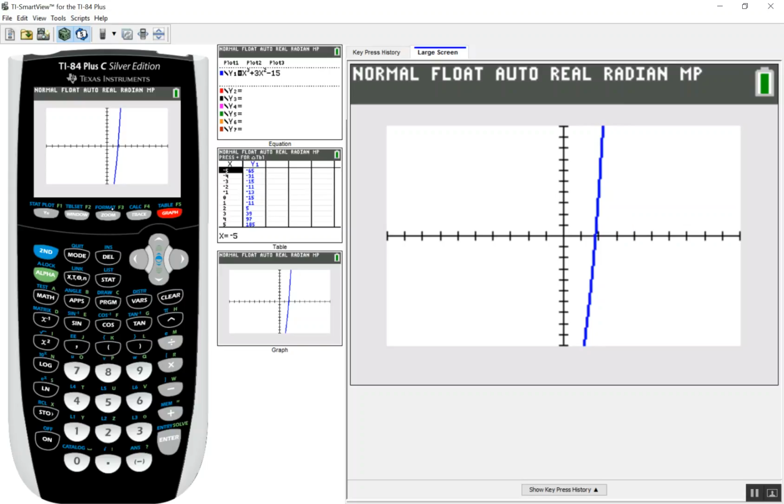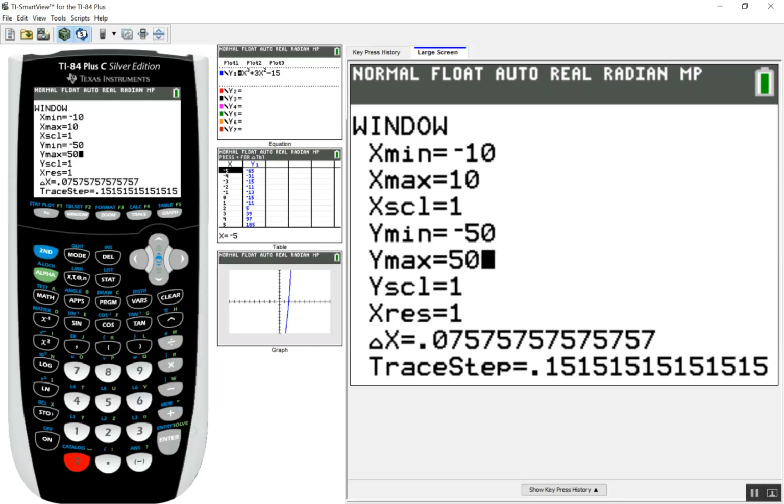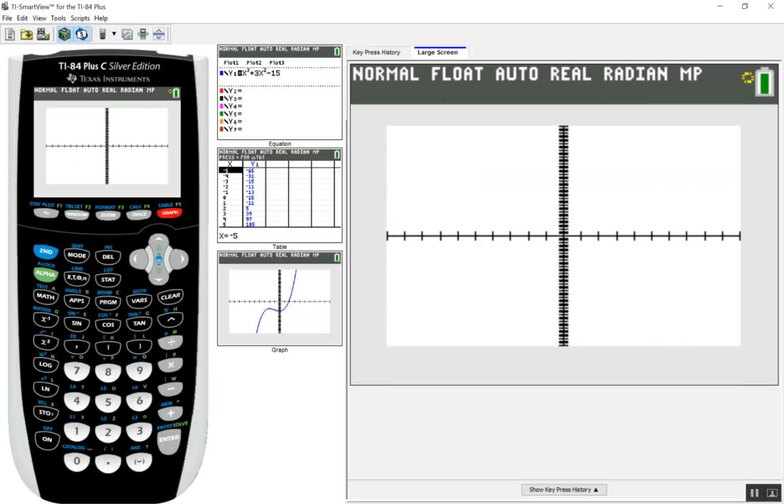So I've already played around with this a little bit and have decided that a good viewing window is x from negative 10 to 10, and I'm going to let y be from negative 50 to 50, and I'm going to regraph this, and notice that I have a nice cubic function.